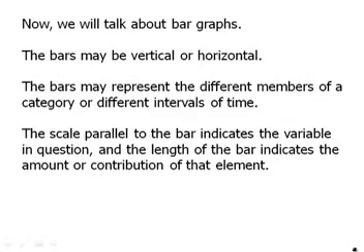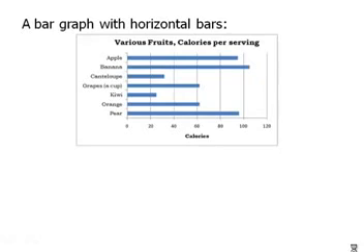The big idea is that the scale is parallel to the bar, and this indicates the variable in question, and the length of the bar indicates the amount or contribution of that element. So the length of the bar is what is really important. That's where the data is displayed in a bar graph.